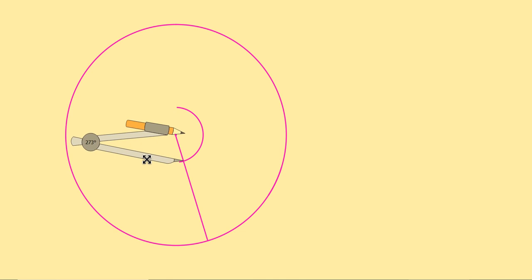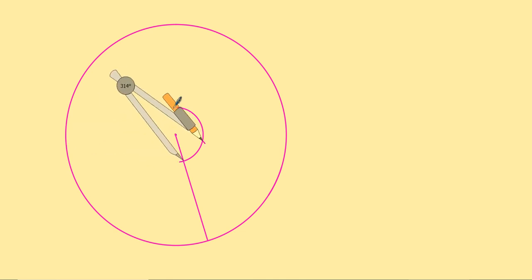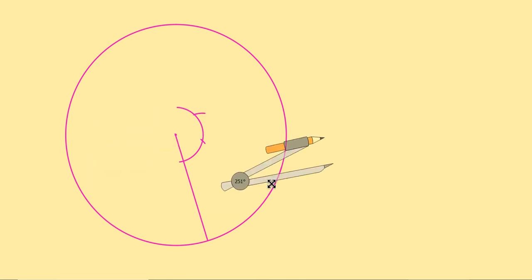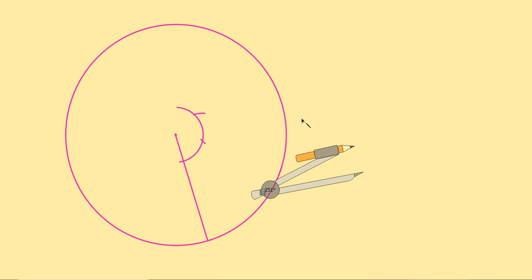Now with this intersecting point as center, cut the arc 2 times. So this angle will be 120 degree. Join through this intersecting point with center. This angle will be 120 degree.